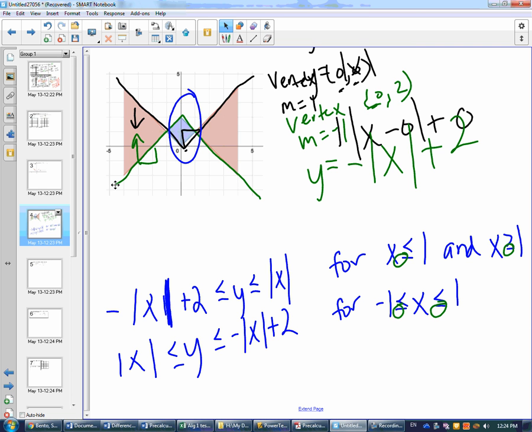All right, so this is a really, really challenging problem. Just know that when you are writing your compound inequality, you need to write the bottom function first, and then the top function. And so you need to pay attention to which one's the bottom function, which one is the top function.